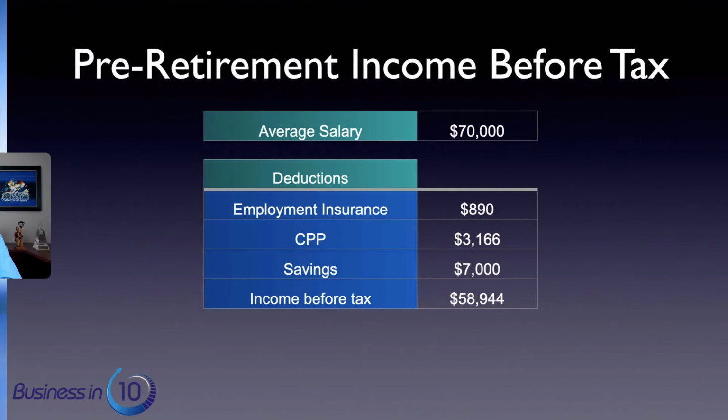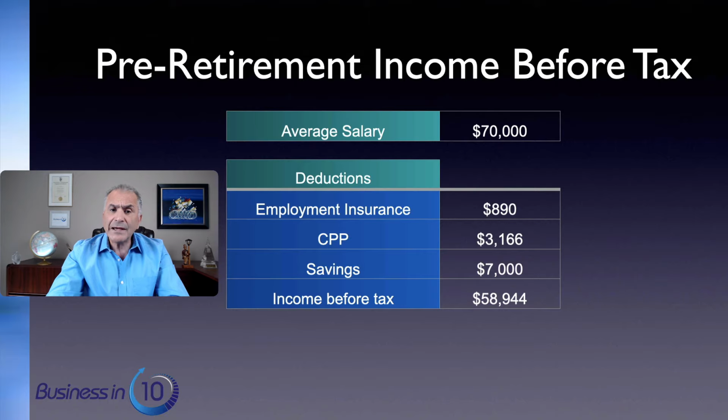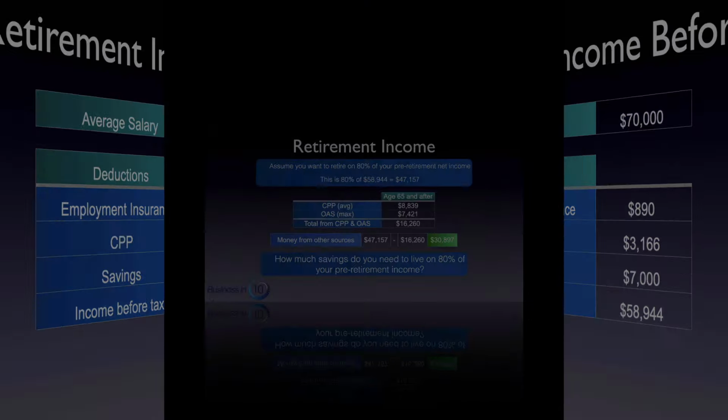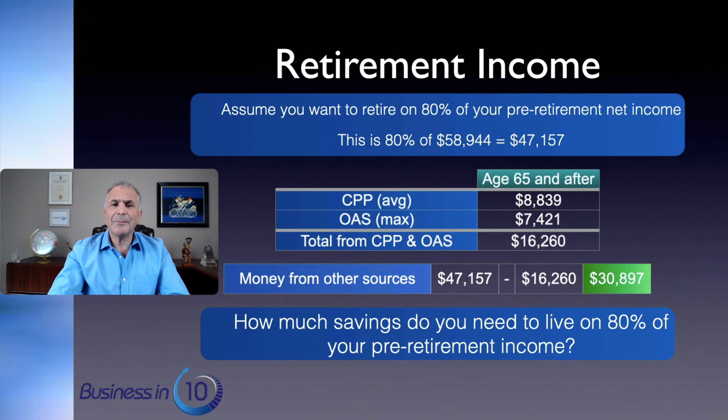Okay, let's do some calculation to find out your net income after deductions but before income tax. This is important to calculate your retirement income. So you take your salary, the $70,000, and you subtract EI, CPP, and your RRSP contributions. The result is $58,944.